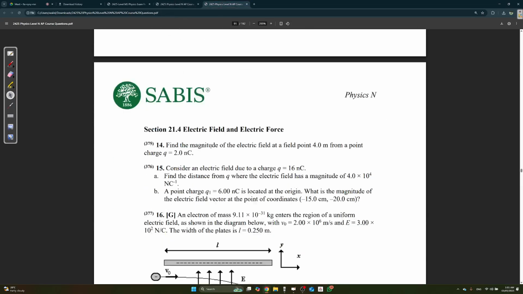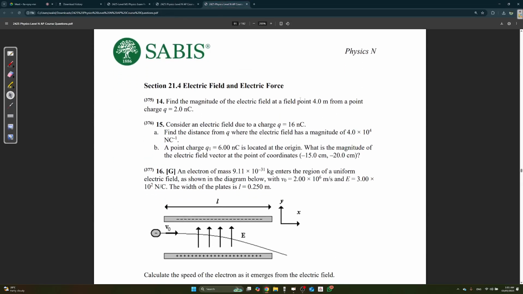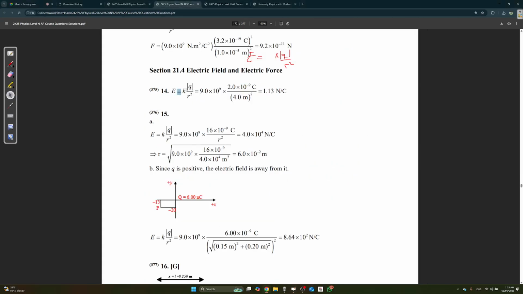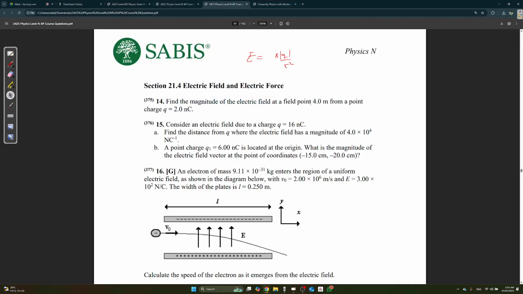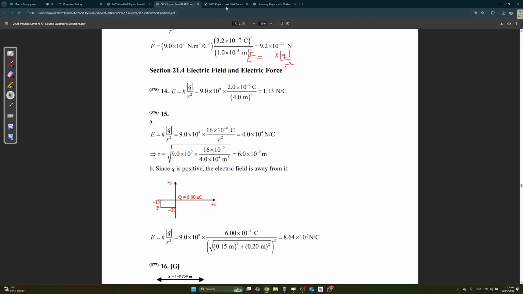Okay, question 14. Find the magnitude of electric field at a field point 4 meters from a point charge Q equals 2 nanocoulombs. So the electric field has its own formula, and it's that the electric field is kq over r squared. Similar to the force, k q1 q2 over r squared is the same as kq over r squared. That's right here if you want to see it. So obviously to find the electric field here, same thing, kq over r squared. Very easy.